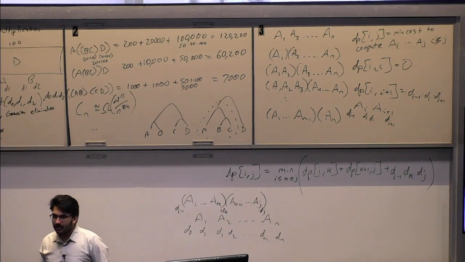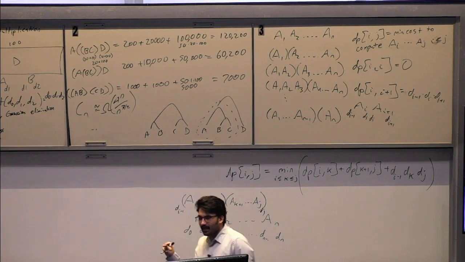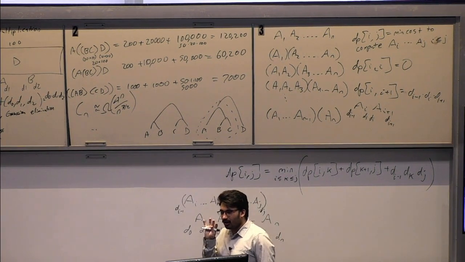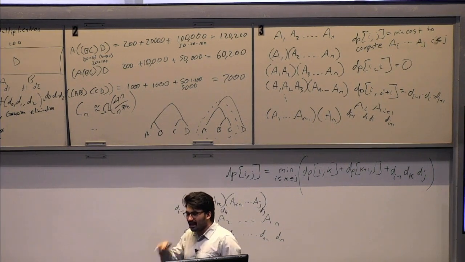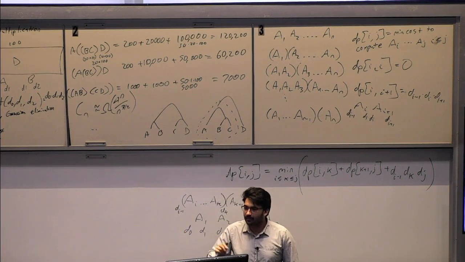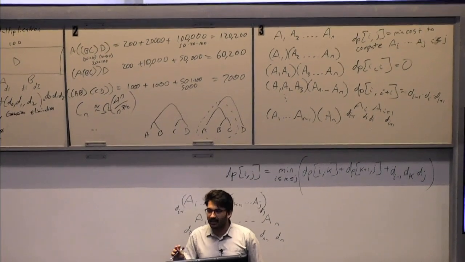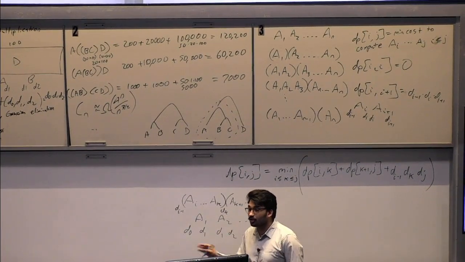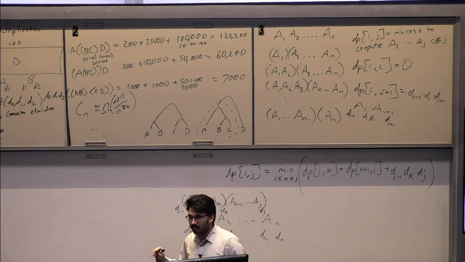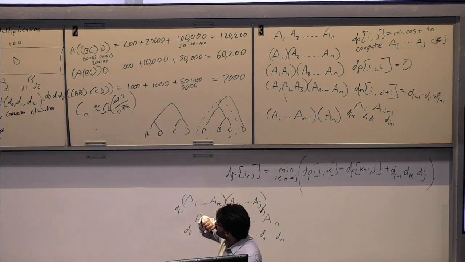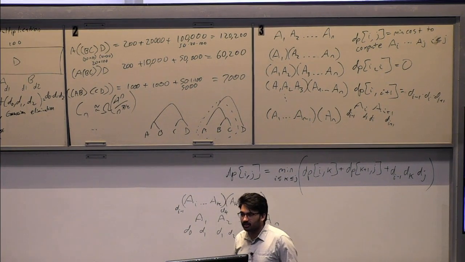Yes. Simply because the matrices are going A1 to AN, but each matrix has two dimensions and shares one with the next one. So there's N matrices, but there's N plus 1 dimensions. The algorithm is going to take as input the N plus 1 dimensions, D0 to DN, not the matrices themselves. Given the dimensions, what is the best way to multiply them? Right. You need N plus 1 dimensions for N matrices.